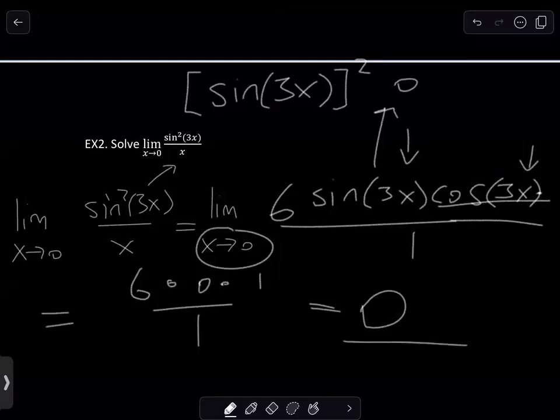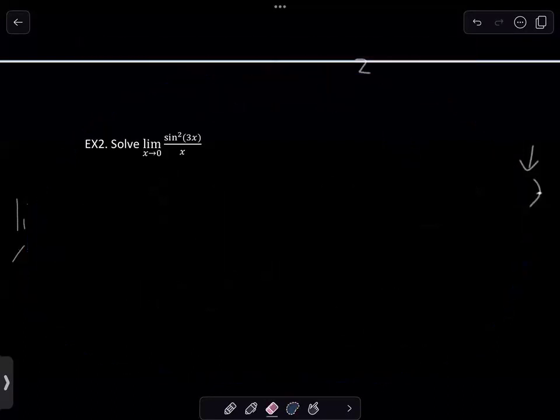Okay, so there's your answer. Your final answer is 0. That's how you use Bernoulli's rule to solve this example. Now, again, what if you didn't know Bernoulli's rule? You'd go to step 2 automatically if you didn't know Bernoulli's rule.